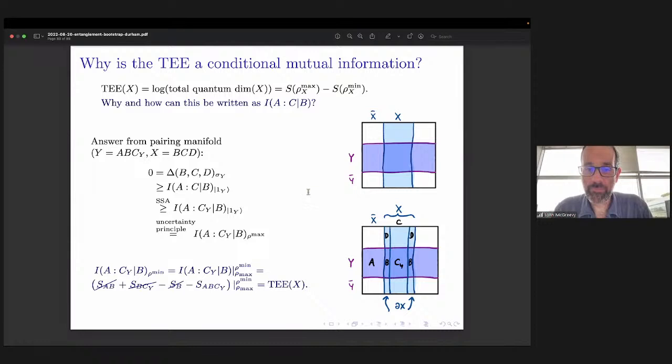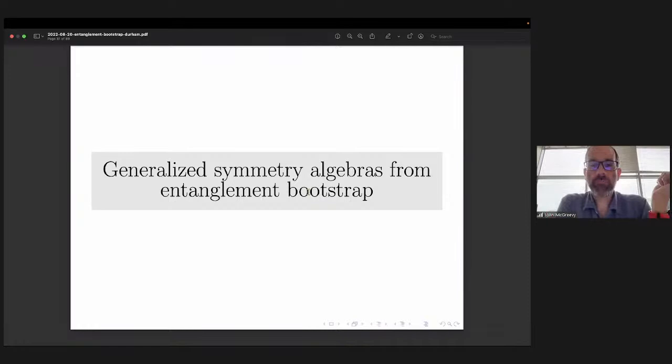Okay. So finally, I want to say a little bit about symmetries. Maybe it would have been more natural for me to give a talk about generalized symmetries at this meeting. I don't know. Maybe you guys would have enjoyed it more. I'm not sure. I can include some discussion of generalized symmetries.